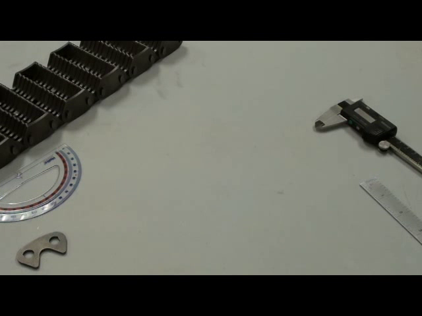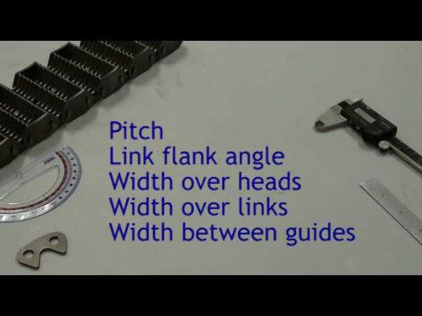There are a number of important dimensions to measure when identifying a silent chain: the pitch, the link flank angle, the width over heads, the width over links, the width between guides.